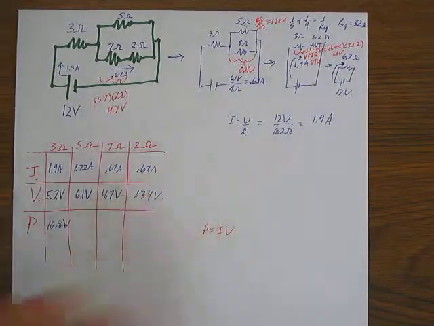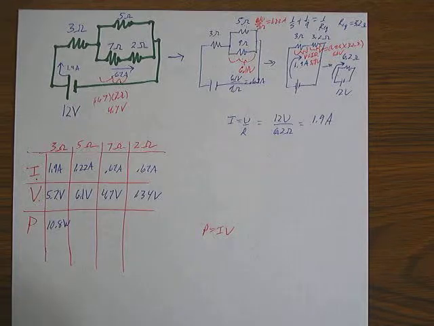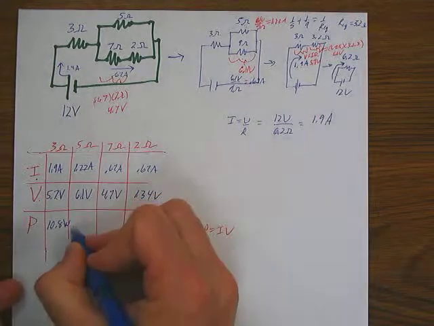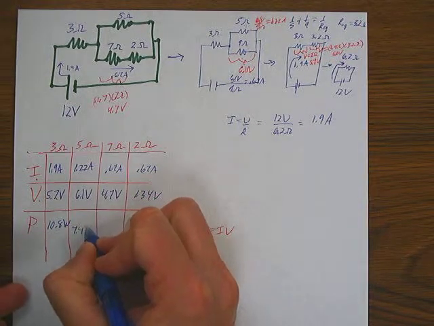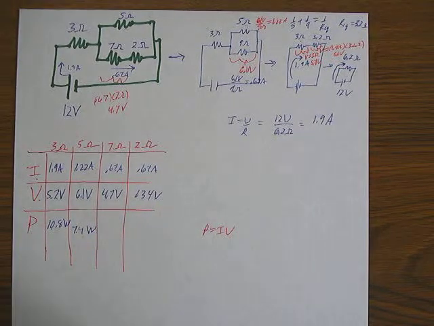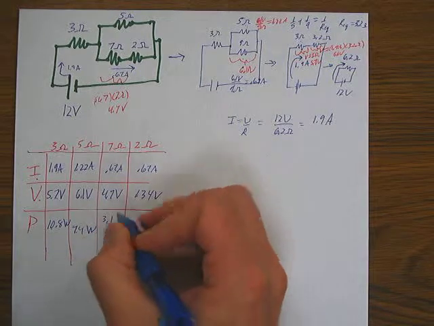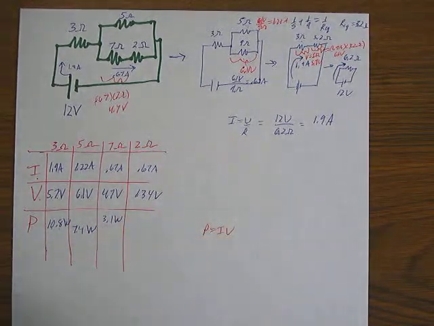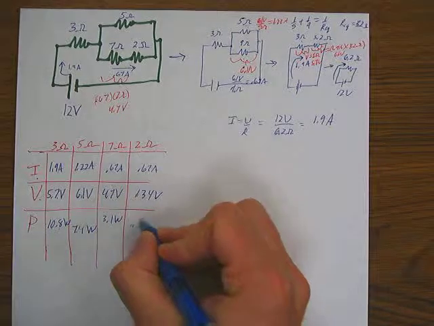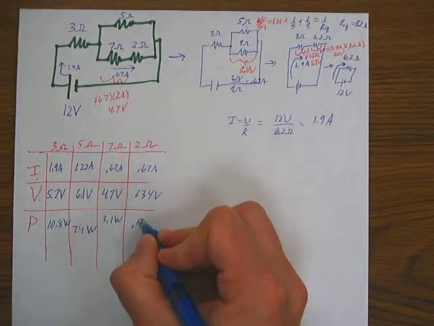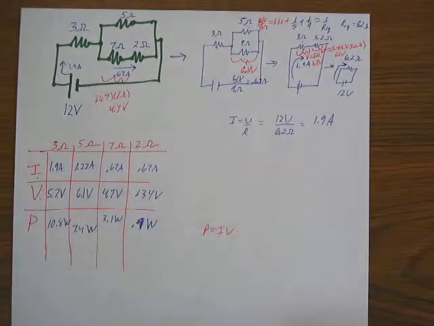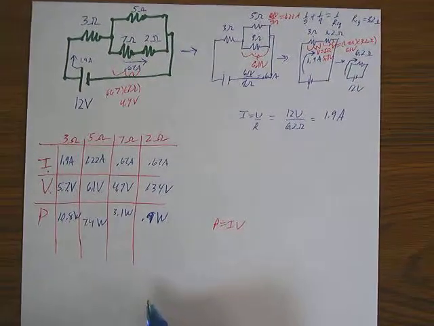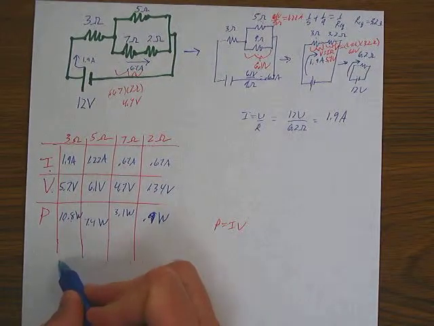So 1.9 times 5.7 is 10.8 watts. 1.22 times 6.1 is 7.4 watts. 0.67 times 4.7 is 3.1 watts. And 0.67 times 1.34 is 0.8. And really that's 0.9 watts.